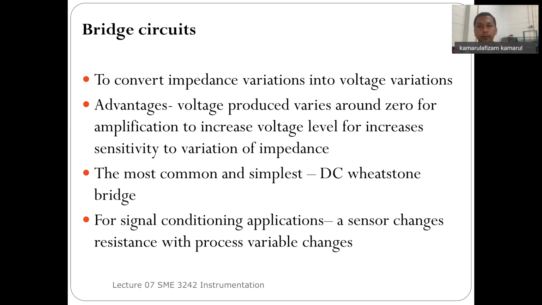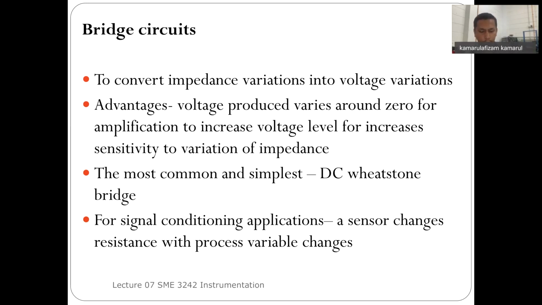Right. So moving on to the bridge circuit. The bridge circuit is very much needed to convert the information from the sensors and connect it to the other signal conditioning circuits. So the bridge circuit is basically an interface between the sensors and some other circuit after it in the signal conditioning systems.